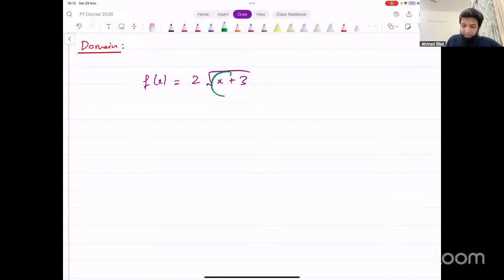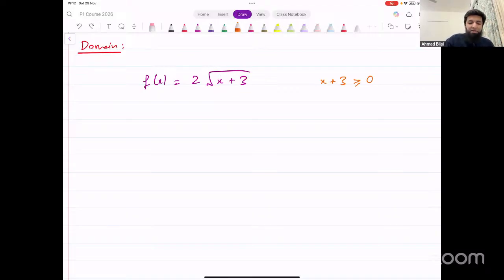So the part inside the square root cannot be negative. So what that means is x plus 3, this whole expression inside the square root, must be greater than or equal to 0. It can be equal to 0. That's possible. Square root of 0 is just 0. However, it cannot be negative.